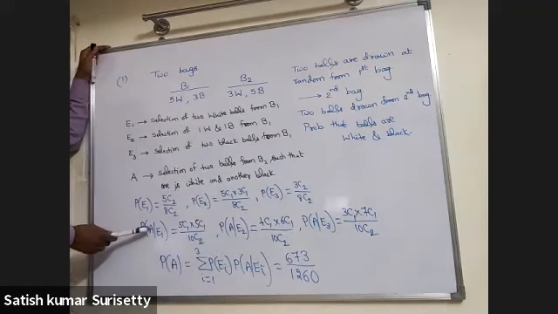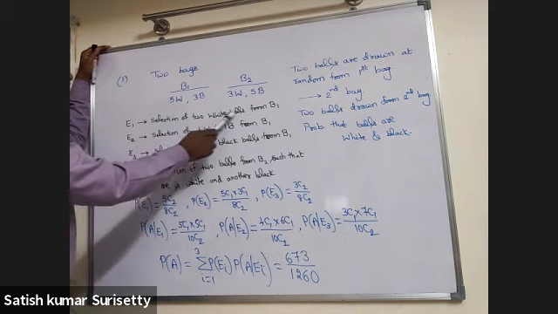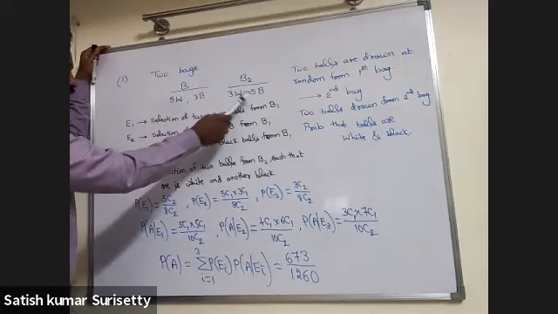Next, probability of A given E1 means after the event E1 occurs, then what is the probability of event A occurring? That means E1 has occurred, which means we have transferred 2 white balls from bag 1 to bag 2.